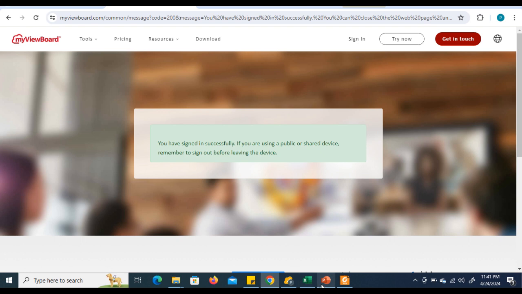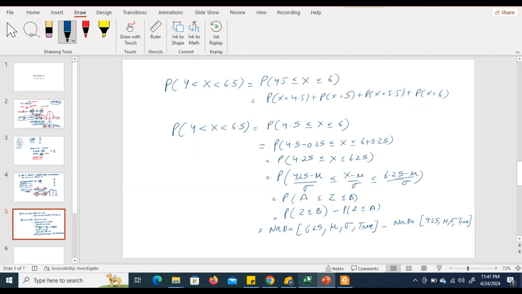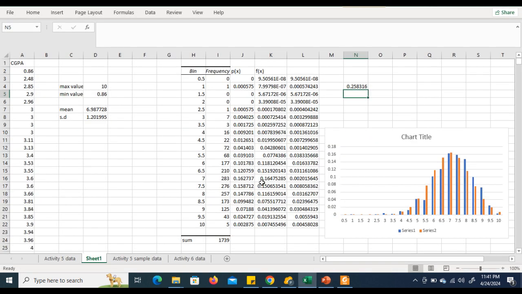I hope you are able to understand how we can perform the activity based on the normal distribution. If you have any doubt or any query, you can post your query. I'll try to provide you the solution.